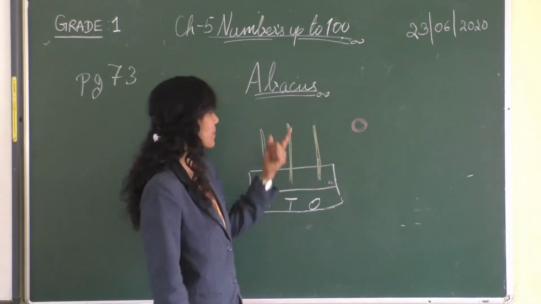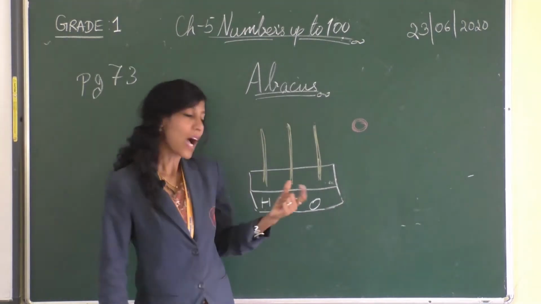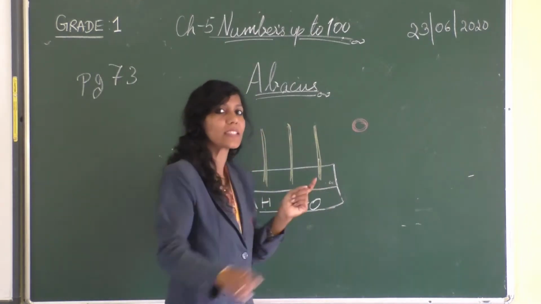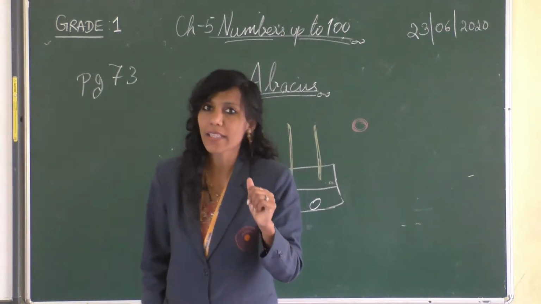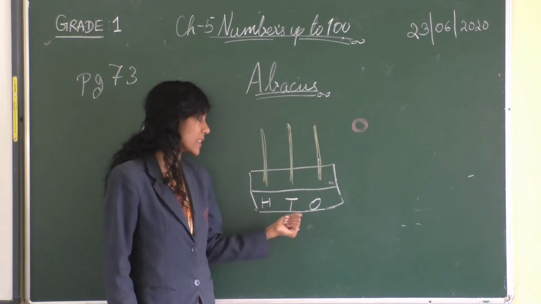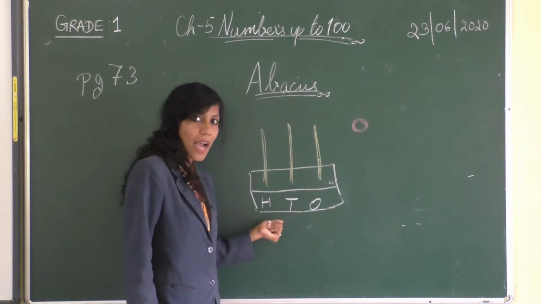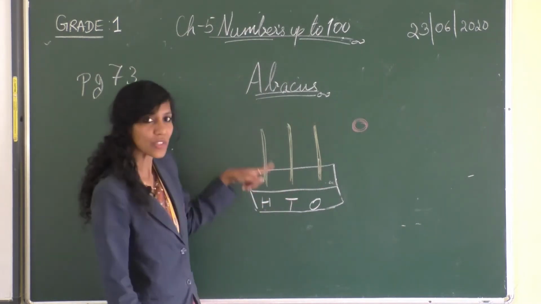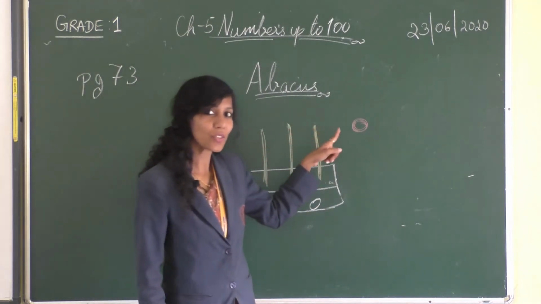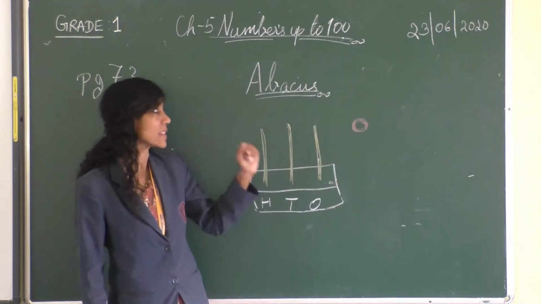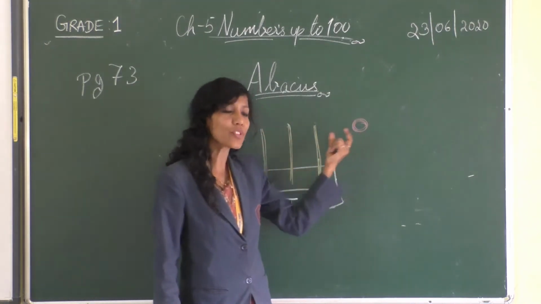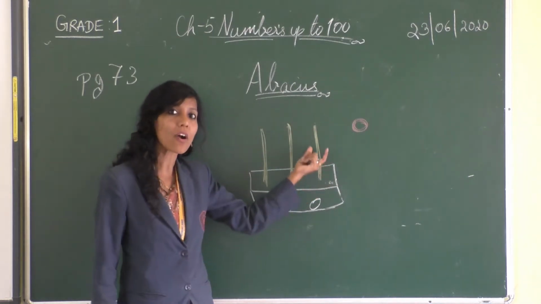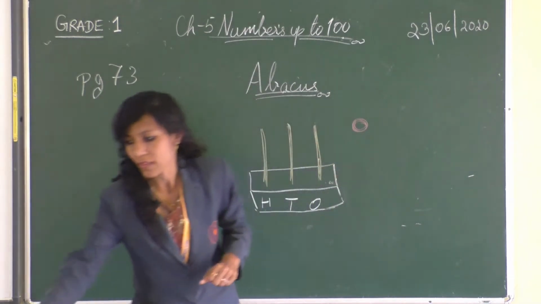Now our next concept is abacus. As we had learnt in our first chapter, we had only tens and ones. Here we have even the hundreds place: hundreds, tens, ones. Now in this tool, the rod which is there, we call it spikes. And the balls which you put inside are called beads.